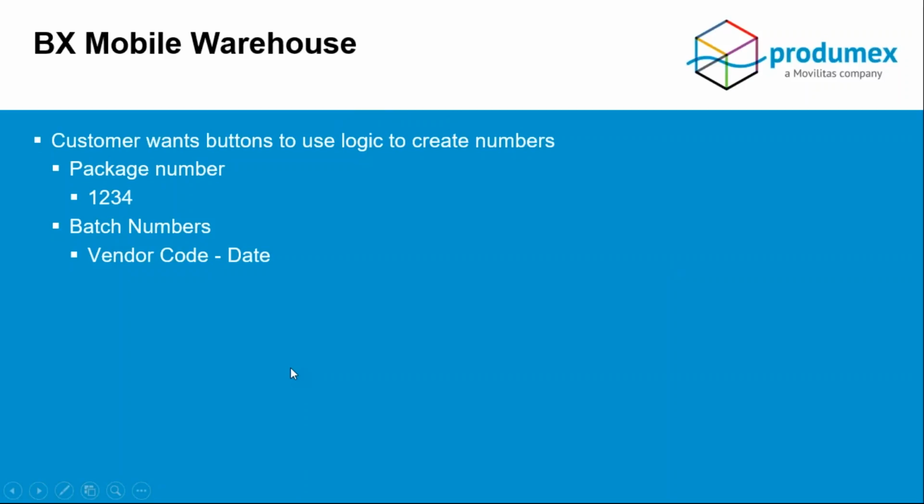So today's session we have a customer that wants some buttons to use logic to create numbers for them. The first example that I have is a package number where we're just going to add 1, 2, 3, 4 to the package number. And the other example I have is when we're receiving goods in, I want to add a batch number and I want it to be the vendor code and today's date.